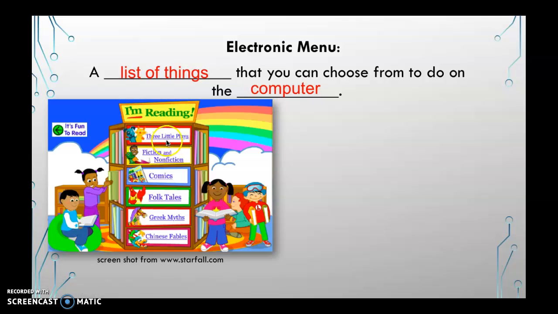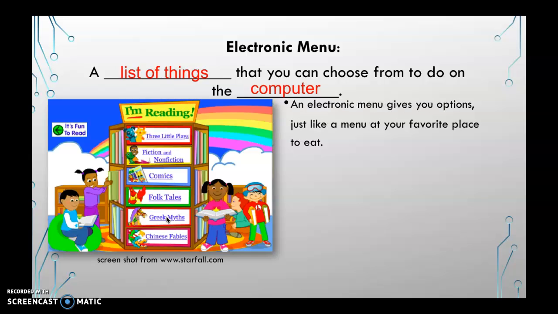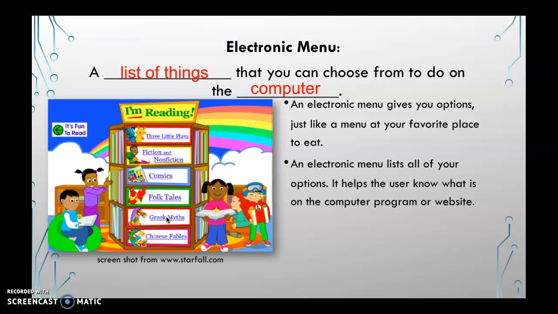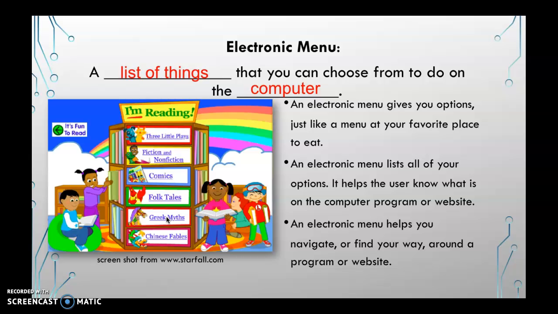So if I were to click on this first one, this would take me to 3 little plays. The next one would give me the section on fiction and nonfiction. But if I was wondering about Greek myths or wanted to do something with Greek myths, I would click down here. So an electronic menu gives you an option, just like the menu at your favorite place to eat. An electronic menu lists all of your options, and it helps the user know what's on that computer or website. And finally, an electronic menu helps you navigate or find your way around a program or website.